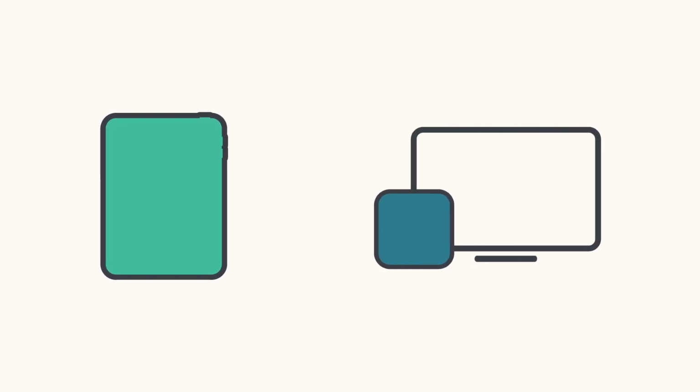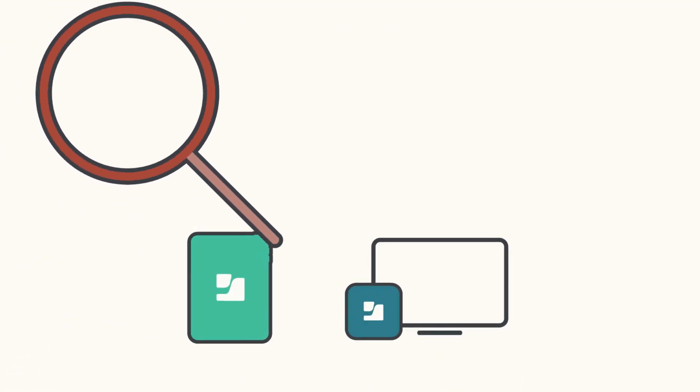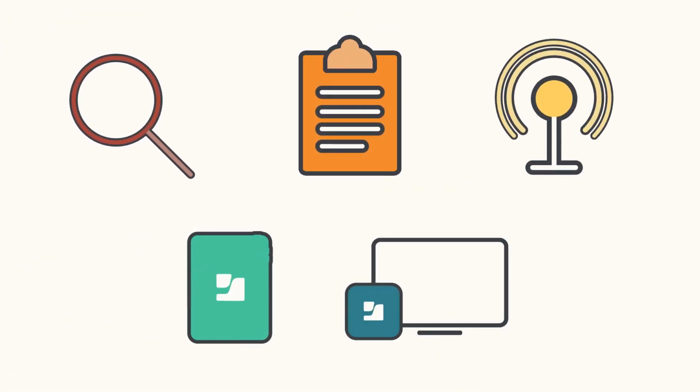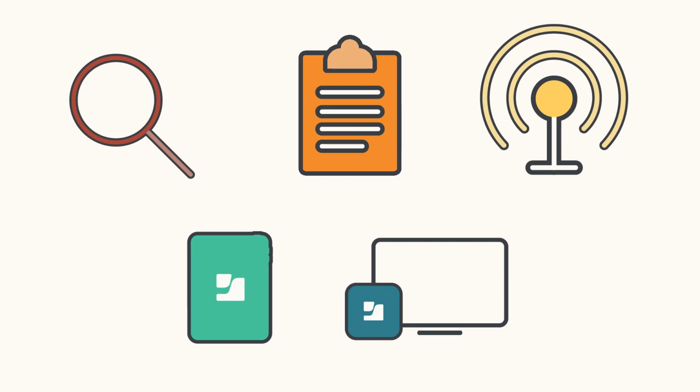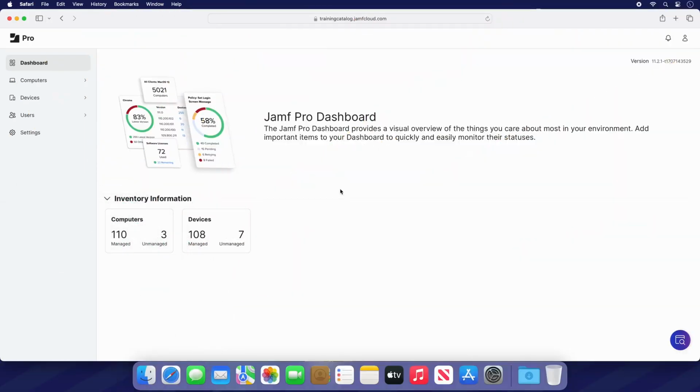I've just enrolled two new devices in my Jamf Pro instance, Luke's iPad and Leia's Mac Mini. Searches, inventory records, and remote commands are largely the same for both computers and mobile devices, so we'll cover examples of each in this lesson. Let's begin by locating the inventory record for Luke's iPad.